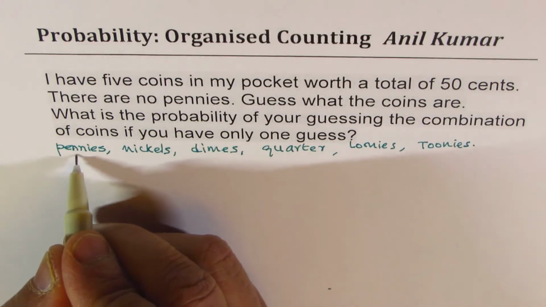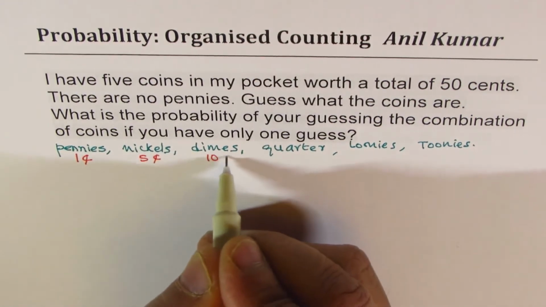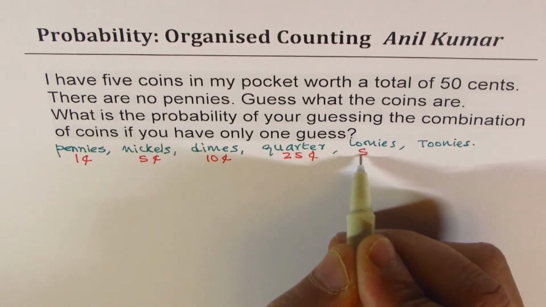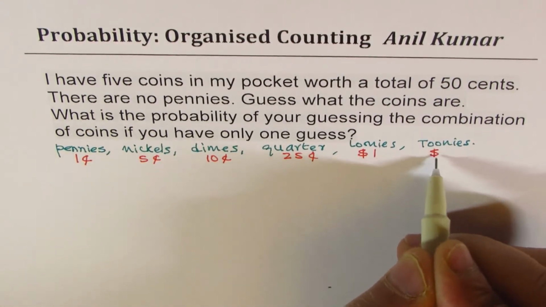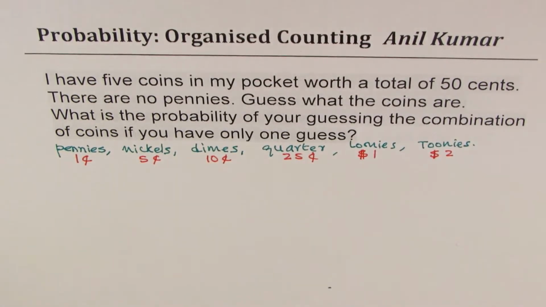Pennies is like 1 cent. Nickels is 5 cents. Dimes is 10 cents. Quarters is 25 cents. This is $1, and that is $2, right? So sometimes we put 2 lines here. So these are the coins which we are talking about.